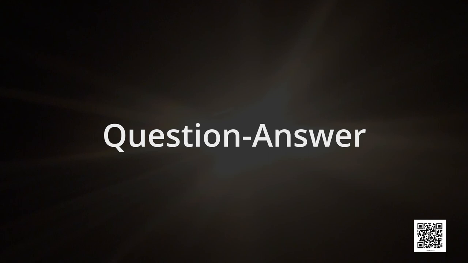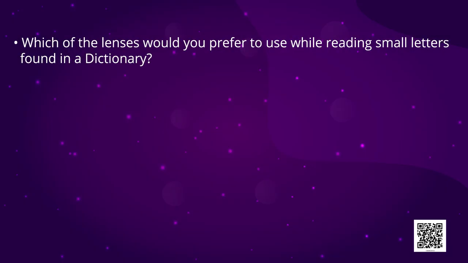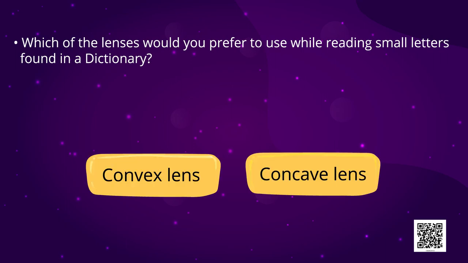Question number 1. Which of the lenses would you prefer to use while reading small letters found in a dictionary? Convex lens or concave lens? Yes, the answer is convex lens because it acts as a magnifying lens.